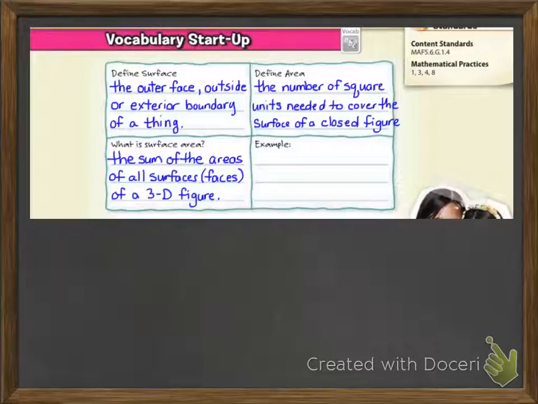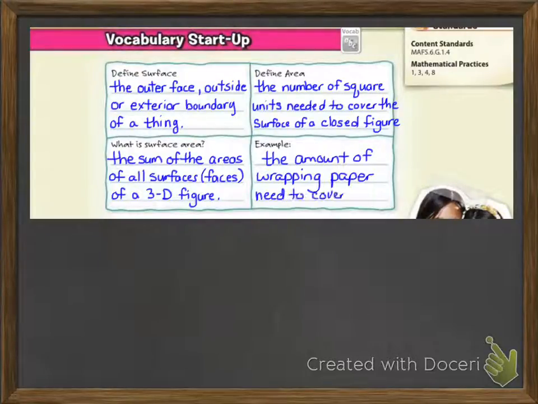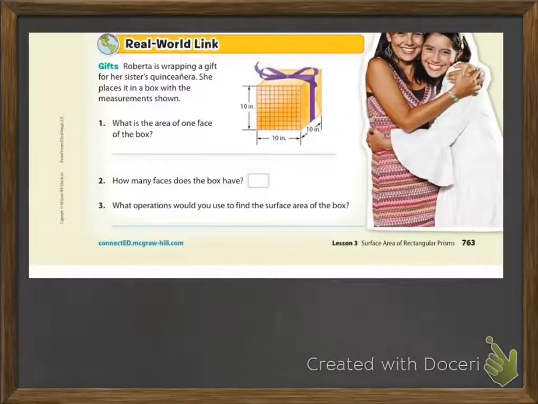So you might be thinking, well, when do we need to know how to do this, or for what reason? Well, especially around birthday time or holiday time, if you're wrapping presents, you need to know how much wrapping paper you need and if you have enough to be able to cover a box. So looking at the real world link, Roberta is wrapping a gift for her sister's quinceañera. She places it in a box with the measurements shown. So if you look at the box that's orange with the purple ribbon, those are our measurements, the 10, 10, and 10. It asks for number 1, what is the area of one face of the box?